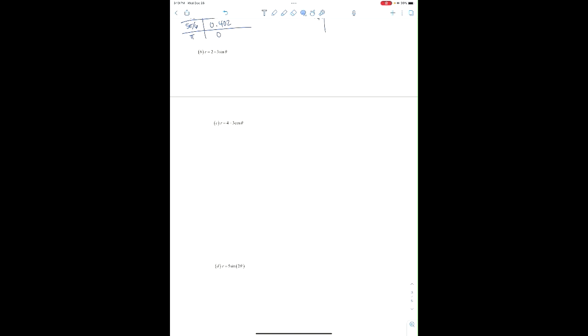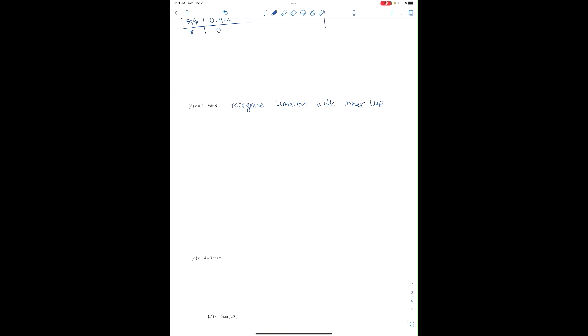Okay, next up, we're going to have to move everybody down. We have r equals 2 minus 3 sine theta. We should be able to recognize that this is a limacon. I'm not sure if I mispronounced that, I apologize, with an inner loop. So what we're looking at is almost the cardioid, but it has an inner loop going on.